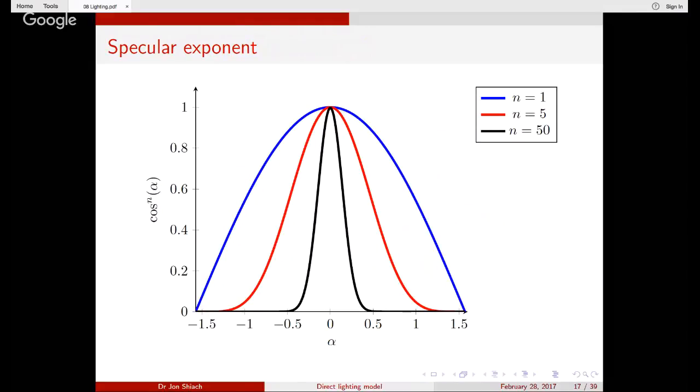Having a look at this specular exponent, I've graphed the angle alpha on the bottom, and this is cosine to the power n. When n is equal to 1, we have this blue line. As we increase our specular exponent, we narrow the band of cos to the power n. For example, the red line is n equals 5, and the black line is n equals 50. Why is that needed? Well, that gives you some control over the shininess of your object.